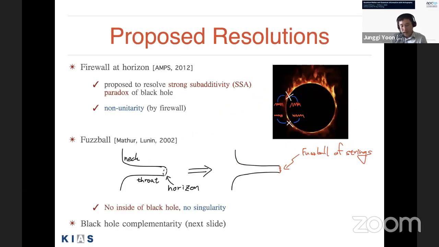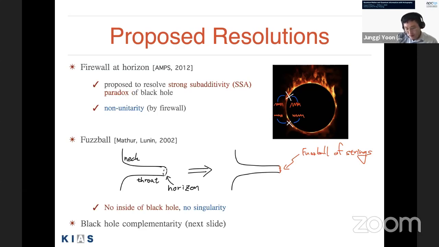There were many proposals to resolve the information paradox. Actually, this previous Page curve is one of the famous information paradoxes, but there are many types of information paradox which attack certain aspects of the black hole information problem. So there are a lot of paradoxes, and accordingly, a lot of resolutions to resolve each paradox. One of the famous paradoxes is the strong subadditivity paradox.